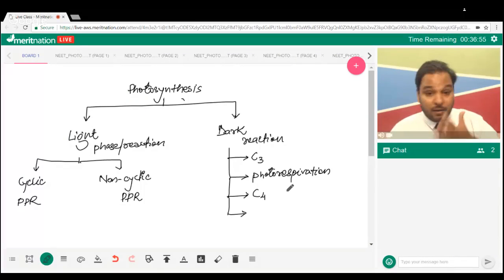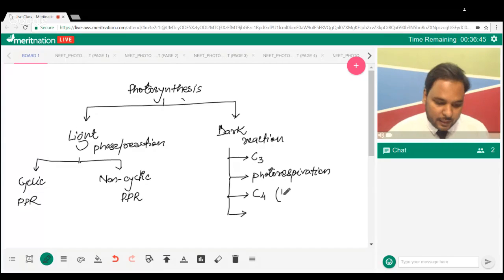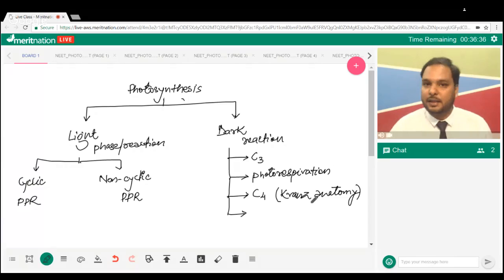And a very important thing between C4 and C3, what is the difference here? That I'll just write here. It's Kranz anatomy that I discussed in the last class. It is typically famous for Kranz anatomy, everyone. If you know, you are understanding what I'm trying to say.